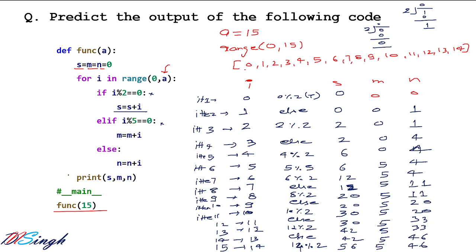Then the print statement after completion of this for loop will print the values of s, m and n. So the value of s will be 56, the value of m is 5, the value of n will be 46. That will be the final output.